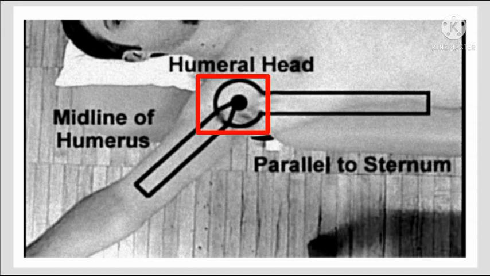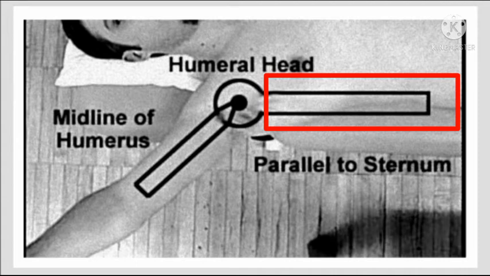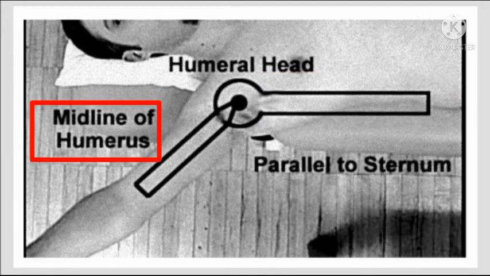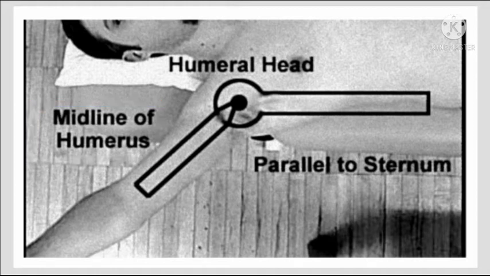The fulcrum is kept at the anterior aspect of the acromion process. The proximal arm is parallel to the sternum and the distal arm is parallel to the anterior midline of the humerus. The medial epicondyle is taken as the reference.